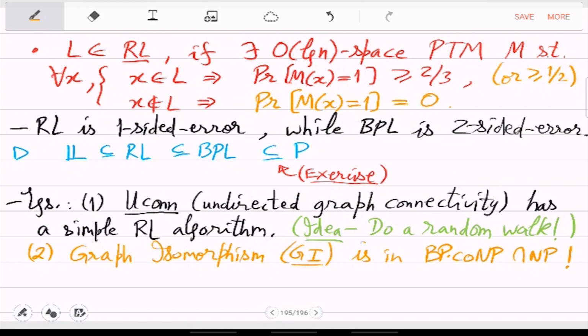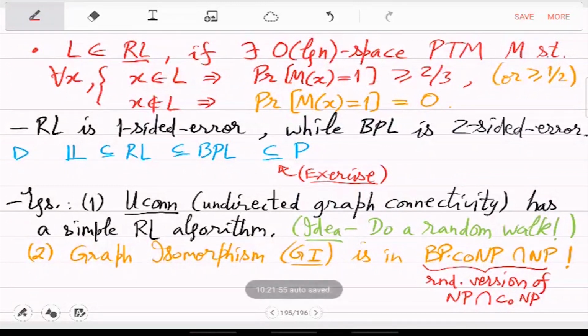Okay, so you can think of this as a randomized version of NP intersection co-NP. So GI is then not very difficult. It's not very high up in the polynomial hierarchy. It's actually lower than NP, right? This is what this result is kind of saying.